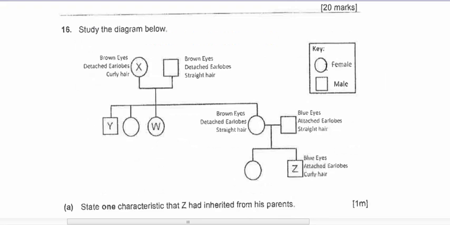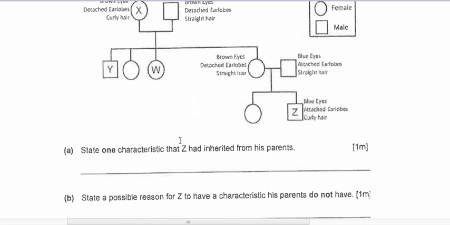Study this diagram below. So the key here is circle is for females, square is for males. What they want is for you to state one characteristic that Zach had inherited from his parents. Let's look at first blue eyes. Did he inherit it from his parents? Now the concept here is that you inherit characteristics from your parents. He has three characteristics: blue eyes, attached earlobes, and curly hair. Which is the one that he inherited from his parents?